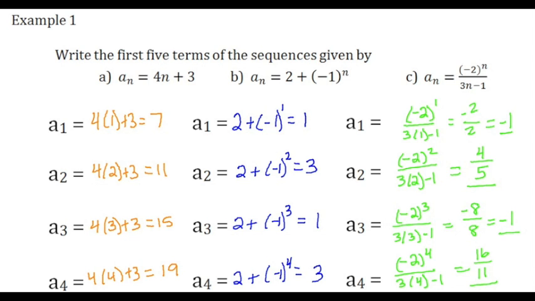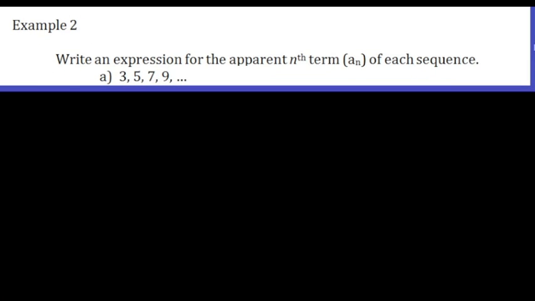Okay, so let's move on to example number 2. Okay, so now we're going to look at example number 2, and it says write the expression for the apparent nth term a sub n of each sequence. And what this is doing is kind of going backwards from what we did before. Last time we gave you the expression and you had to tell me the terms. Now we're telling you the terms and you've got to figure out what the expression is going to be.